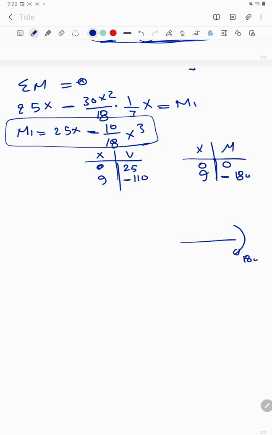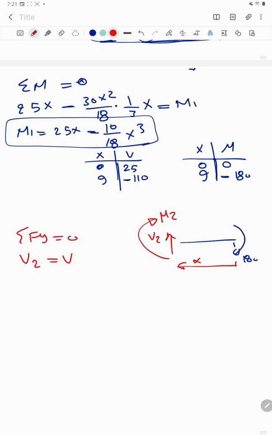I cut in the x direction, and this is x. Again, we have shear going up, V2, and moment M2. So sigma Fy equal to 0, we're going to find V2 equal to 0, and M2 is going to be minus 180 kN meter.